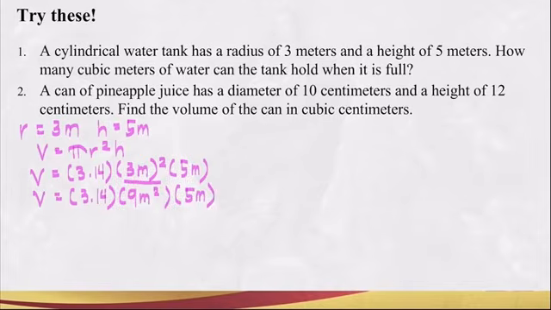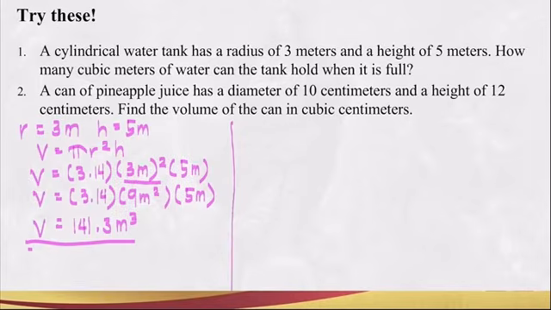And step number 5, let's multiply. So 3.14 times 9 times 5, that is equal to 141.3 cubic meter. So the answer for number 1 is 141.3 cubic meter or meter cube. Number 2.